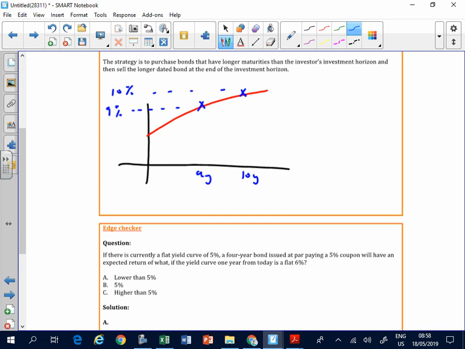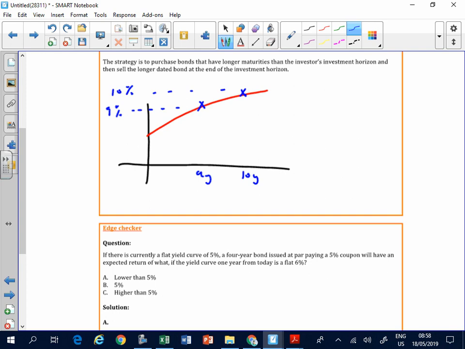I hold it now for 1 year, so that 10-year bond has now become a 9-year bond. If I go to the yield curve, where's the yield for the 9-year bond? 9%. So if I value the bond now, I'm valuing the future cash flows at 9%. I bought it at 10%, and now it's valued at 9%. So you can see that a 1% drop in yield implies a price increase. Okay, so why do I get the price increase? Did the yield curve change? No, the shape of it didn't change.